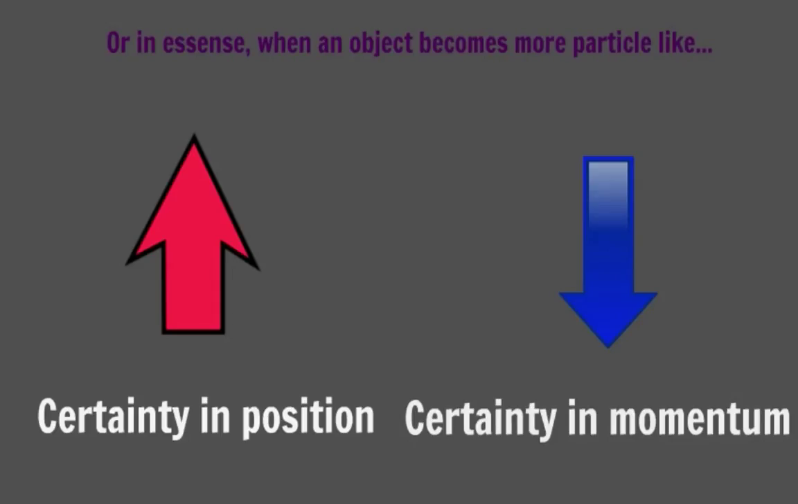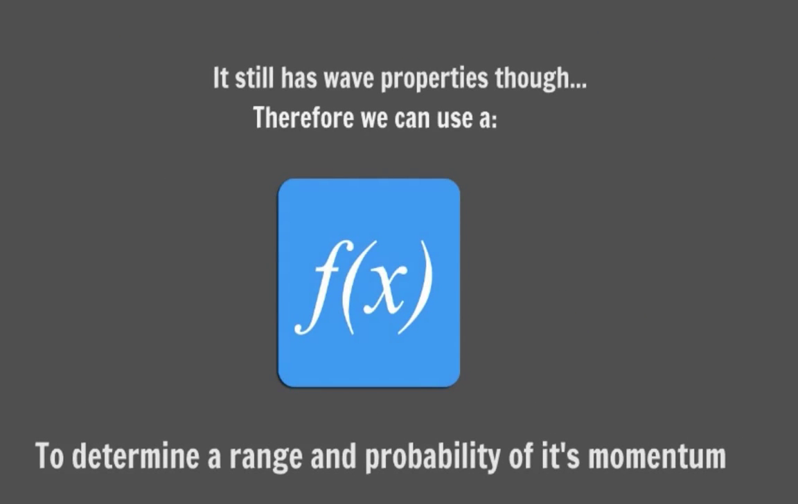When the certainty of this particle's position increases, the certainty of this particle's momentum decreases. Or in essence, we see this quantum object become more particle-like and exhibit more particle characteristics. And when you exhibit more particle characteristics, the certainty of position increases, yet there is less certainty in momentum, although there is some retention of its wave-like properties. Therefore, there is some certainty concerning its momentum, although we can't be 100% certain of the momentum of this wave. Therefore, we use a mathematical function to determine the probability or range of momentum this wave exhibits.